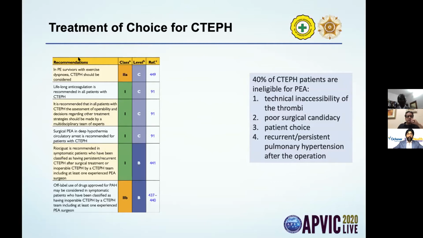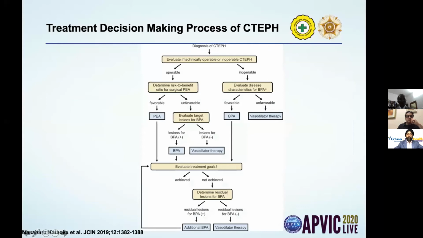And the treatment decision-making process is: when you have a patient who is operable and favorable for PEA, just do the pulmonary endarterectomy and evaluate the treatment goals. We will explain the treatment goals later. And when it's unfavorable for surgery, then we have to evaluate whether the lesions are favorable for BPA or not, along with vasodilator therapy. But when it's not favorable for BPA, then medical treatment is the choice.